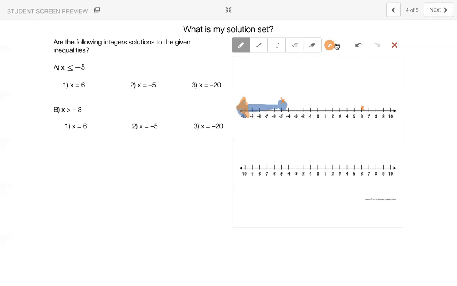Okay, B, let's check this one out real quick. I will graph it again for you very quickly. So open circle above the -3, and I'm going to point to the right.